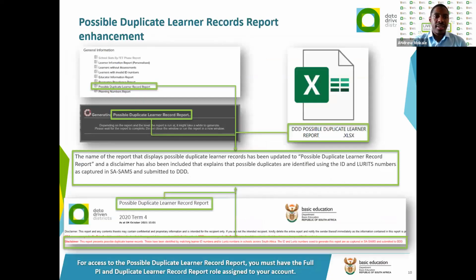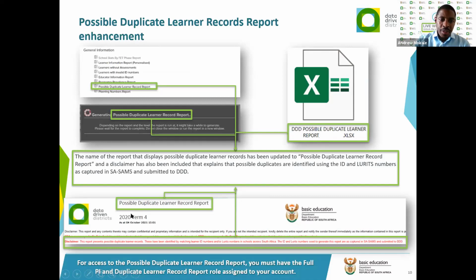And then looking at the duplicate learner records report enhancement, this one has been renamed to possible duplicate learner records report. And you can see there with the top left image, it's part of the general and information report. As you click on it, you will see that black loading image that appears there as well. And once it's downloaded, you'll see that the name now reflects DDD possible duplicate learner record report.